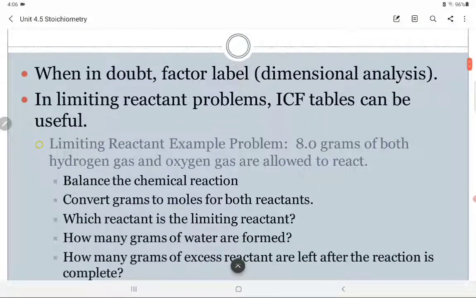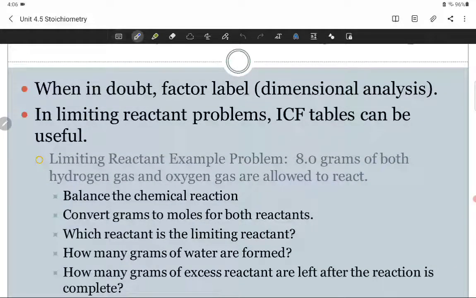So we definitely have factor label. So writing all your units out, making sure everything crosses except for what you want in your answer. And we've maybe briefly touched upon, if you have a limited reactant question, we can use something called an ICF table. An ICF table is going to give us our initial amounts of chemical. Any changes that occur in the chemical reaction, reactants lose amounts and products gain. And then F is final, what we're going to end up with when we're all said and done.